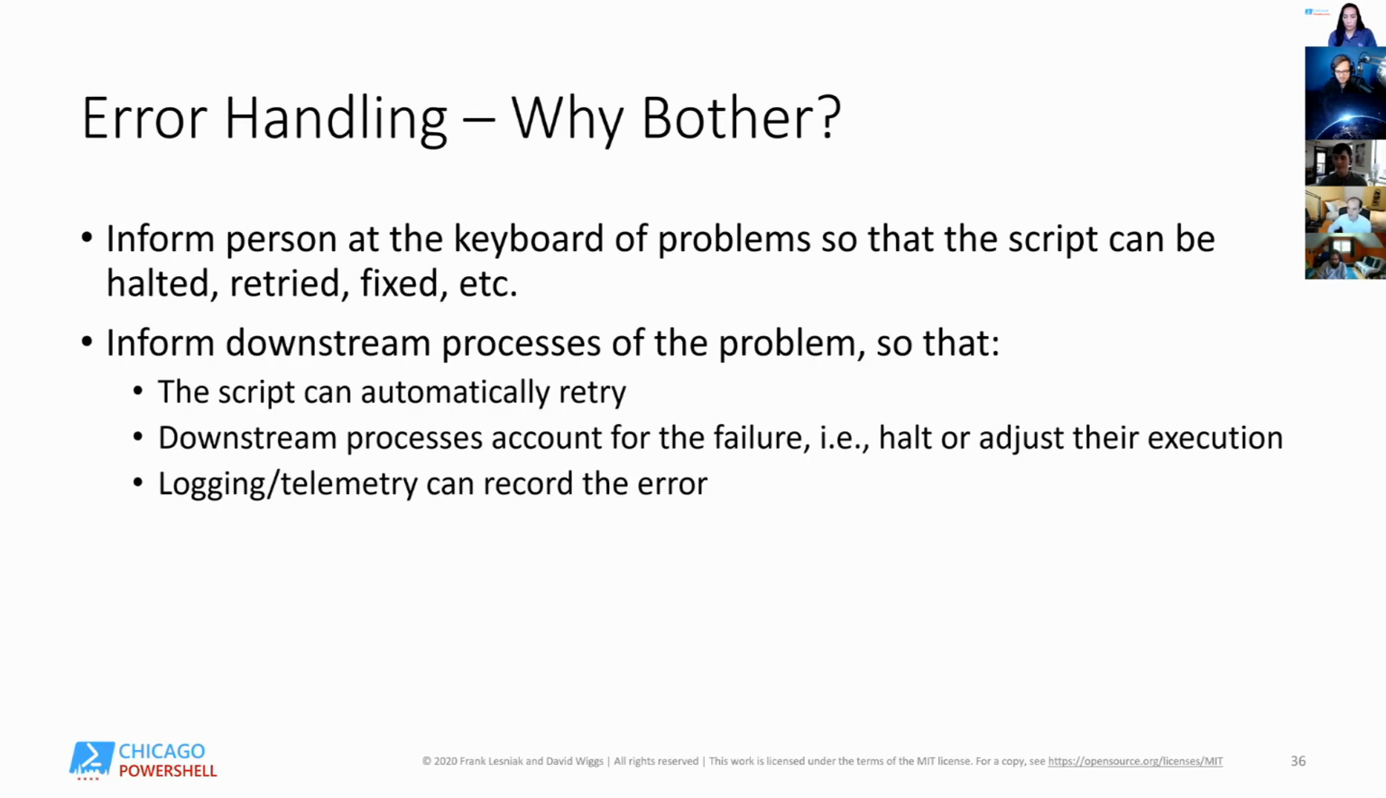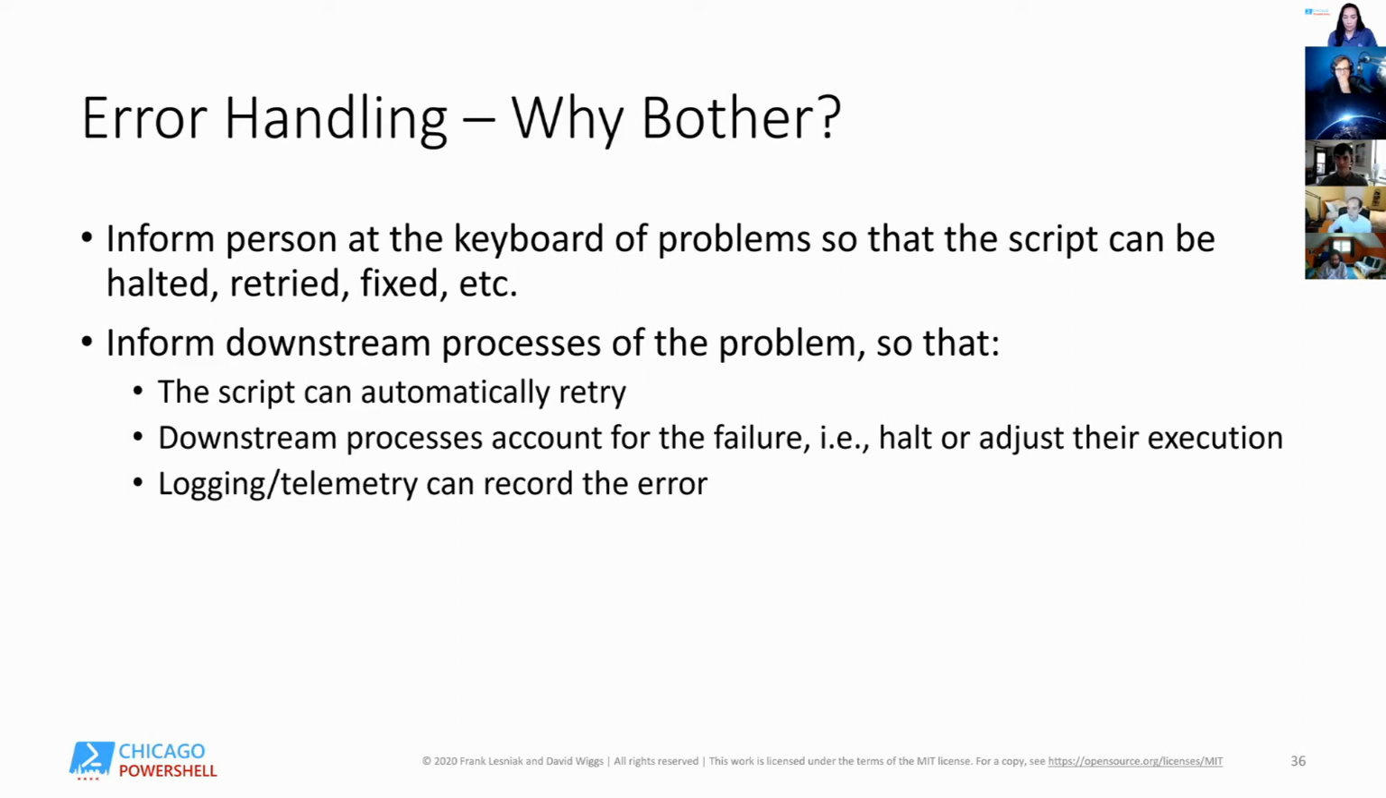But it's also, I would argue, more important to inform any kind of downstream processes that something went wrong. So if you think about a script that performs multiple actions in sequence, like maybe I'm doing something with a storage account in Azure and then creating a virtual machine in that storage account, if the storage account fails to create, I need to inform that downstream step that my prerequisite isn't there, so don't continue, or maybe do something differently.